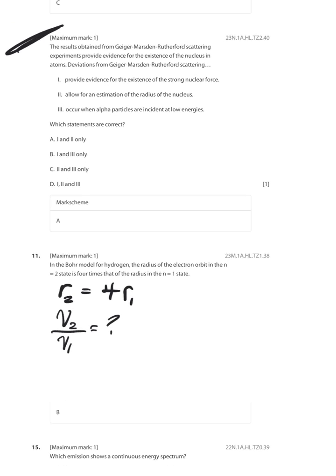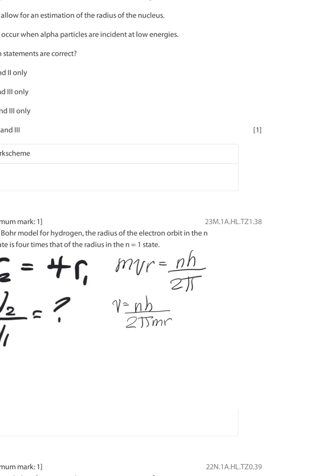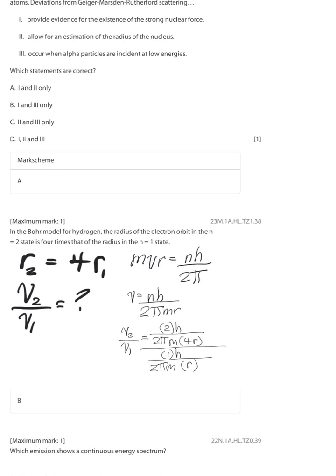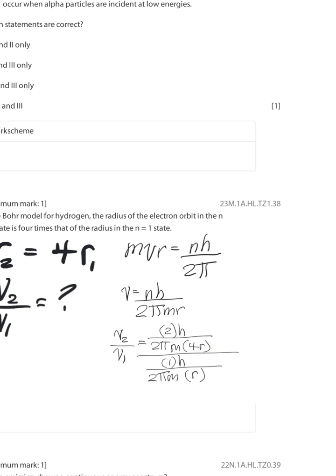I know that for the angular momentum equation, we have mvr equals nh over 2 pi. And so speed is going to be nh over 2 pi mr. And so if we divide up the speeds, v2 over v1, we get for the second level 2h over 2 pi m 4r, because it said that the radius of 2 is 4 times the radius of 1. And then the velocity at n equals 1 is going to be 1h over 2 pi m regular old r.